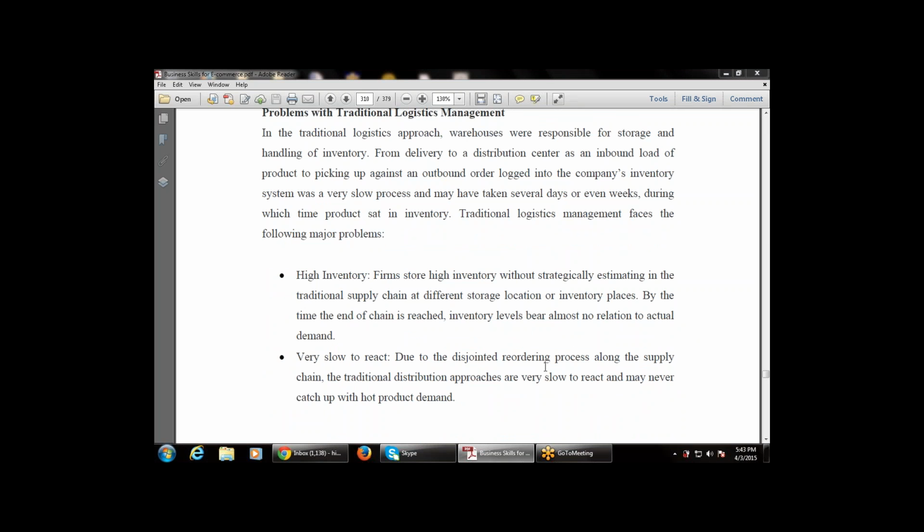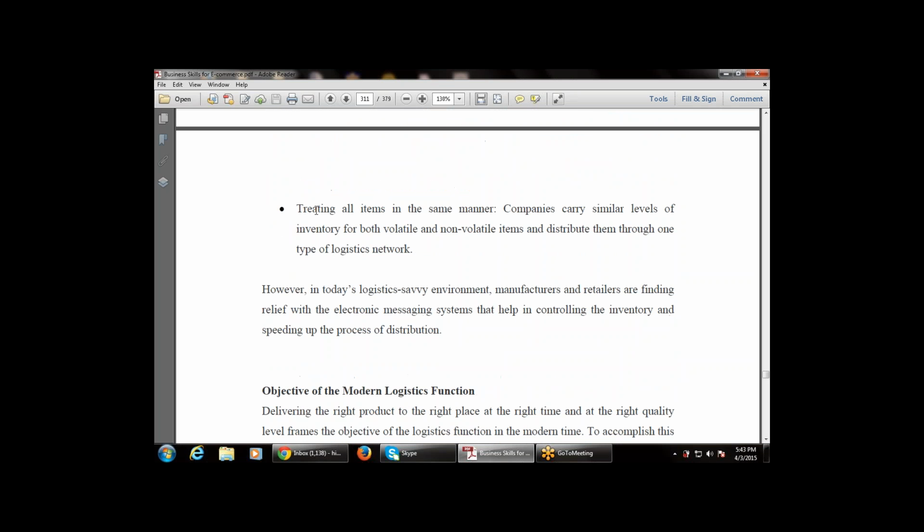So one of the problems faced is the high inventory. There will be high storage of the product, that becomes obsolete in the warehouse. That is the main problem with traditional logistic management. Then it is very slow to react, that is, the response time is very slow. Then treating all the items in the same manner, that is, there is no priority among the goods. One of the major problems is the high inventory.